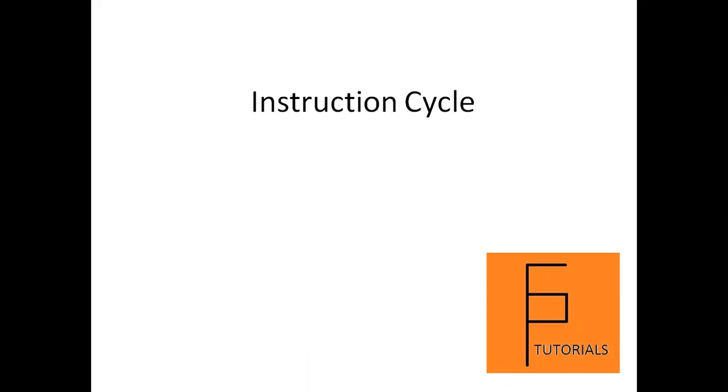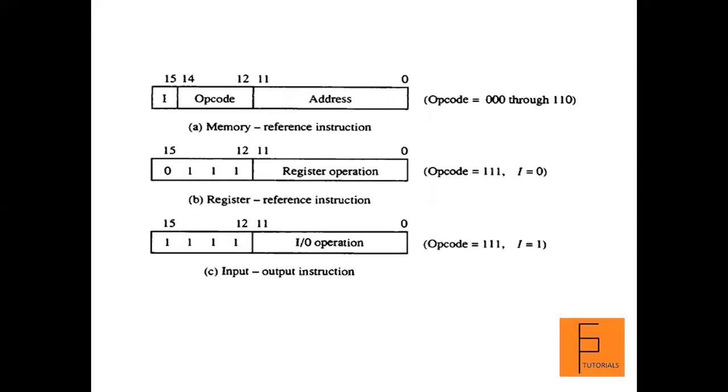Let's understand the instruction cycle. There are three types of instructions: memory reference instructions, register reference instructions, and input-output instructions. The format of each type is shown in figures A through C. The 15th bit of a memory reference instruction, denoted by I, is the mode bit.